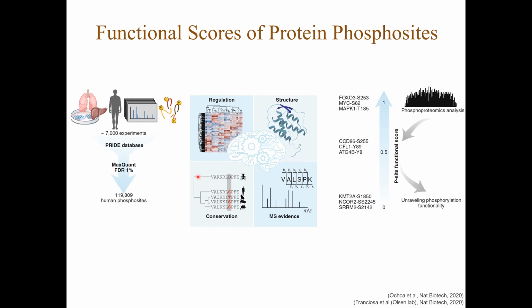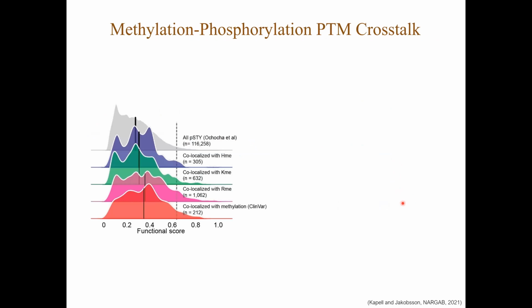And they did that by looking into the regulation of the sites, their conservation, evidence, and where they are located in structures. And the output was a functional score attributed to each of these sites that reflects the functional importance of the phosphorylation. So we filtered out phosphorylation sites from this resource that co-localize with our methylation events.